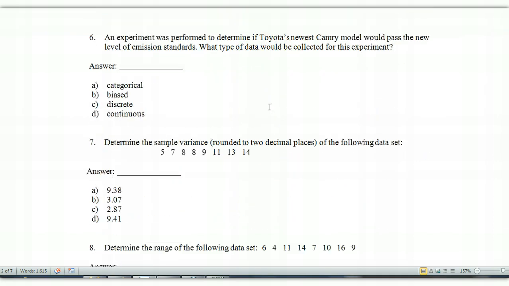Alright, an experiment was performed to determine if Toyota's newest Camry model would pass the new level of emission standards, and what type of data is collected. To collect data on this, we're collecting the emission standards on the Camrys, and that's a measurement. So measurements are continuous.